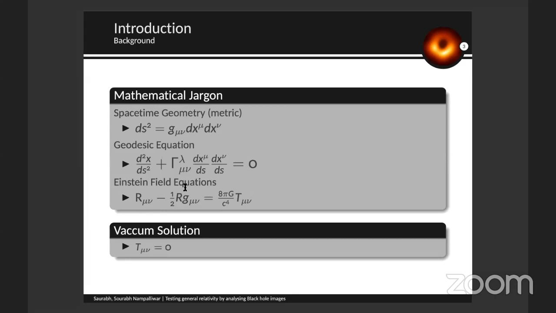And finally, we have the Einstein field equations, which tell us how the space-time is curved where there is some sort of matter. The left-hand side describes the space-time geometry, which is geometrical in nature, and the right-hand side describes the matter part, which is T_μν. So the main part of general relativity, for many years, has been to solve these equations and to find as many solutions as possible.